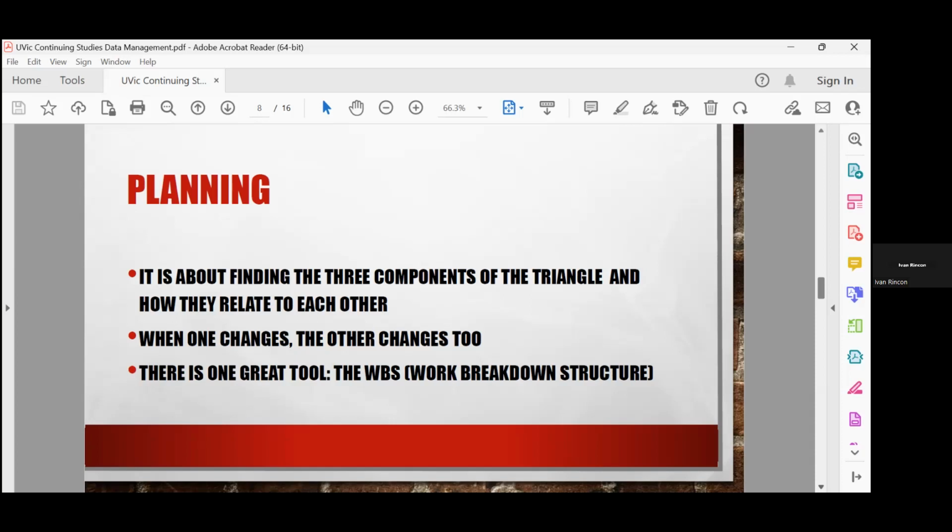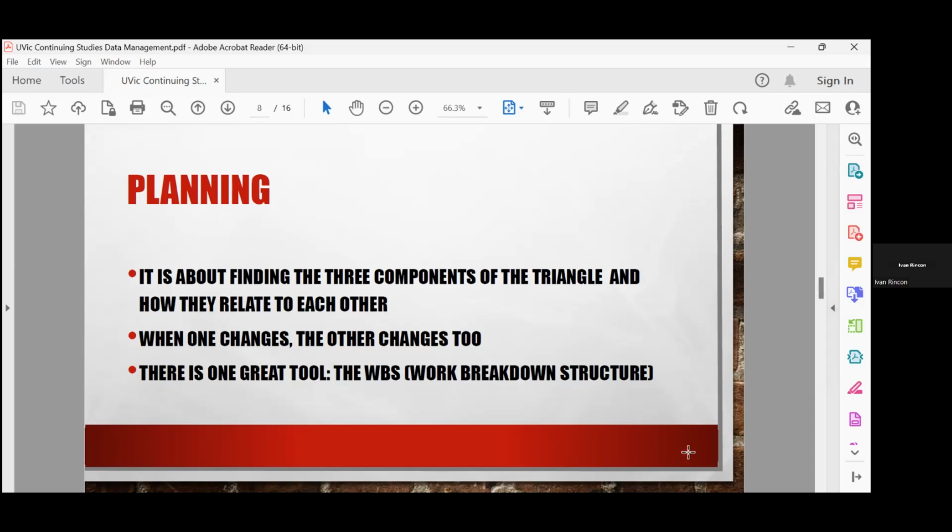Some people panic when they see that, oh, we have more work. Well, no, the fact that you have more work is not bad in itself. It's just that you need to be aware of that, right? You need to be aware of the fact that you have to plan for more work, because when one changes, the other changes too, right?